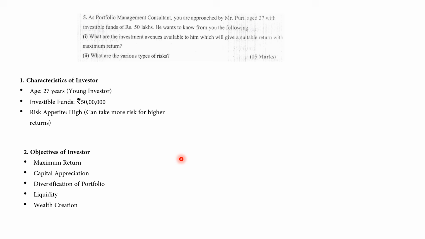Next is the objective of the investor. Always note down the objectives. First is maximum return, second is capital appreciation, third is diversification of portfolio, fourth is liquidity, fifth is wealth creation. So these are the objectives. Remember, in any of the case studies, these objectives remain almost similar, so you can use the same objectives in multiple case studies also.